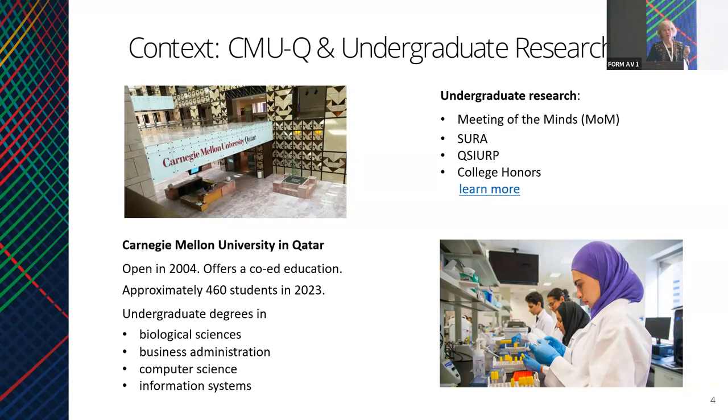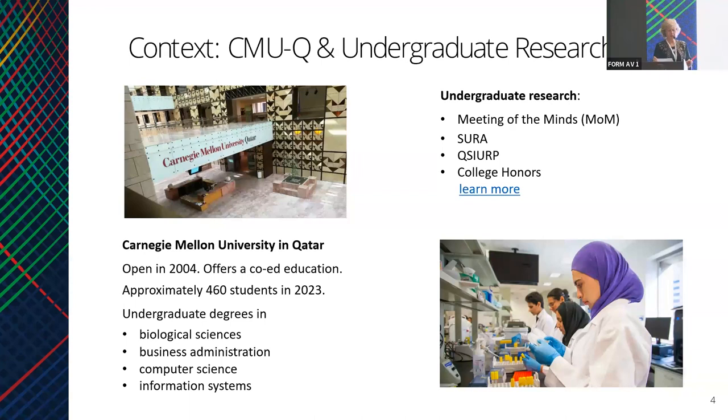The first one is Meeting of the Minds, and I'll be speaking a little bit more about it, which is the Undergraduate Research Symposium. Then SURA, which is Summer University Research Apprenticeship, which means that students within 5 weeks take a course, they get credit for this course, and they also do faculty-led research.